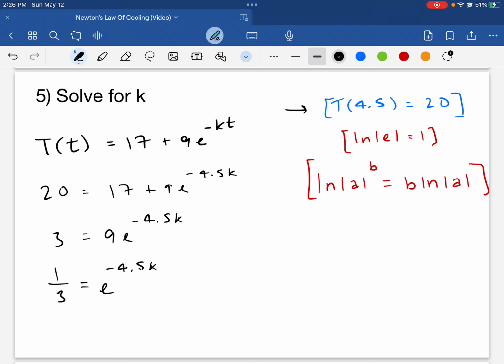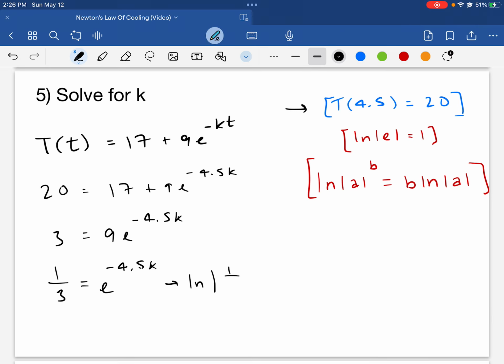So the next step is we want to bring this k out of the exponent. We can do that by taking the natural log of both sides. So natural log of 1/3 equals the natural log of e to the negative 4.5k. And we know from this property that we could bring the exponent down. So this ends up becoming negative 4.5k times the natural log of e. And we already know the natural log of e equals 1, so we can just get rid of that and simplify.